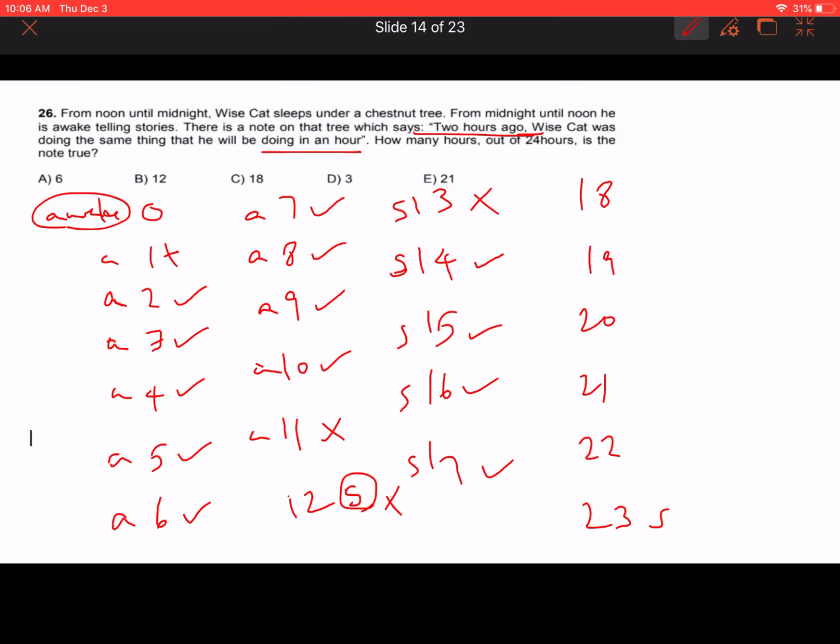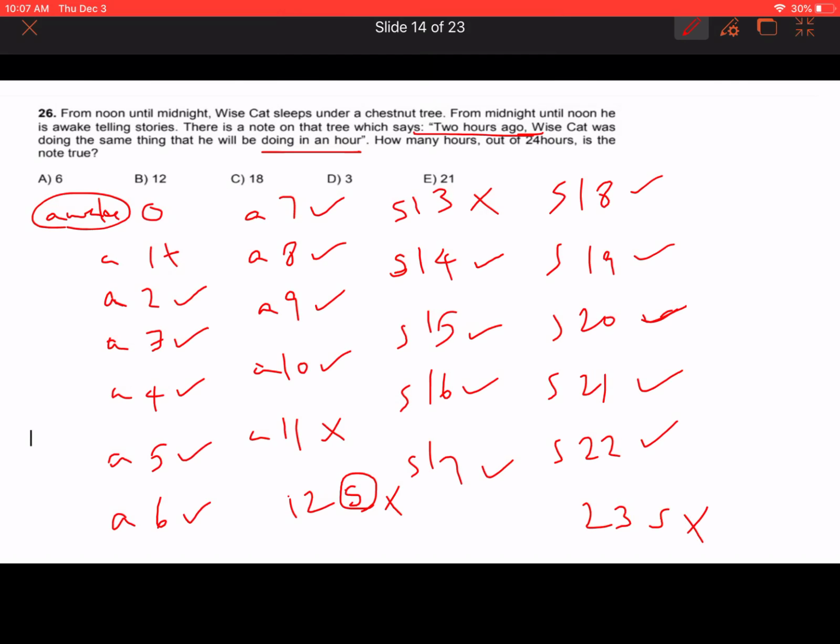So the 18th hour means the 16th hour he is sleeping, and the 19th hour also he is sleeping, so they can be counted. The 21st hour: he is sleeping at the 19th hour, and he is sleeping in the 22nd hour. The 22nd: he is sleeping at the 20th, and he is sleeping at the 23rd also. The 23rd hour: he is sleeping in the 21st hour, but the 24th hour, that is the 0th hour, he is awake, so this cannot be counted.